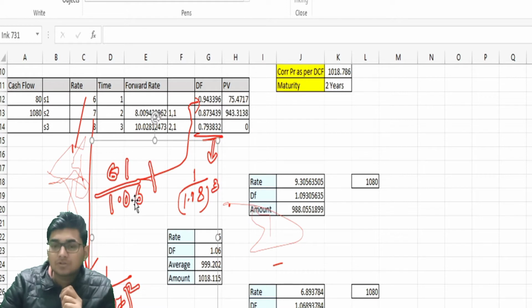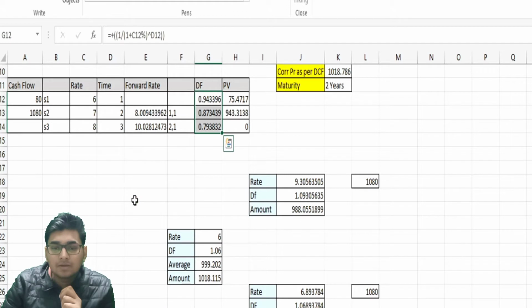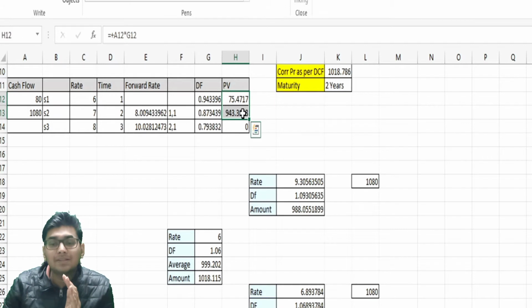First of all, we have to calculate the price of the bond with the help of DCF method, that is discounted cash flow method. So the sum of the present value of the cash flow is the price of the bond today.